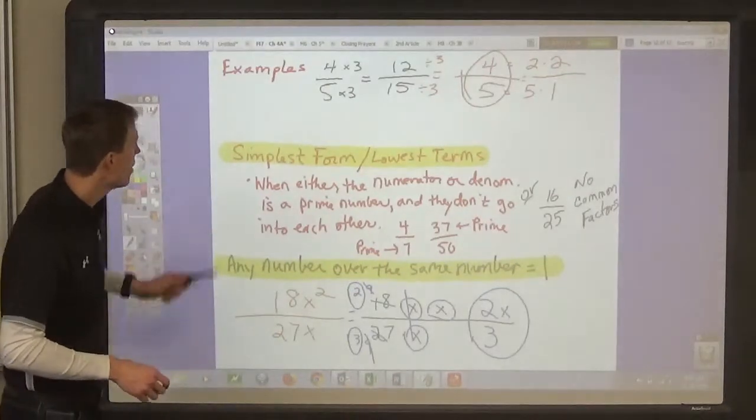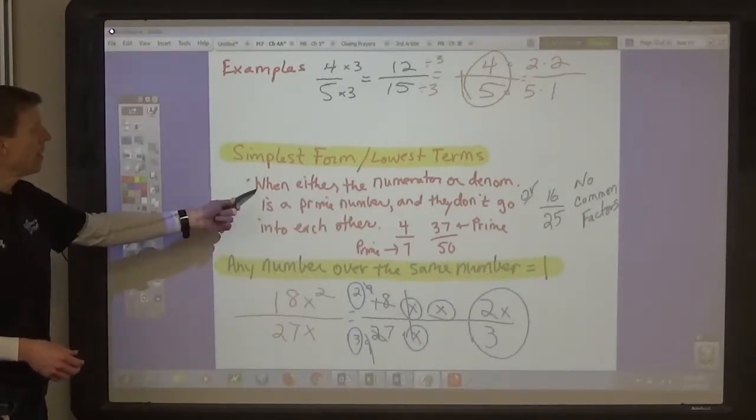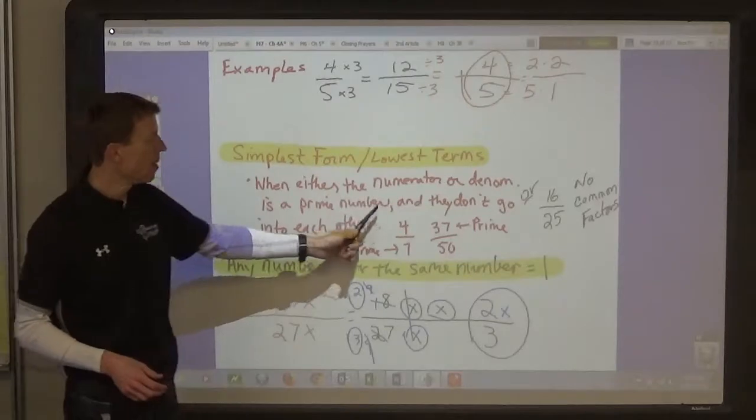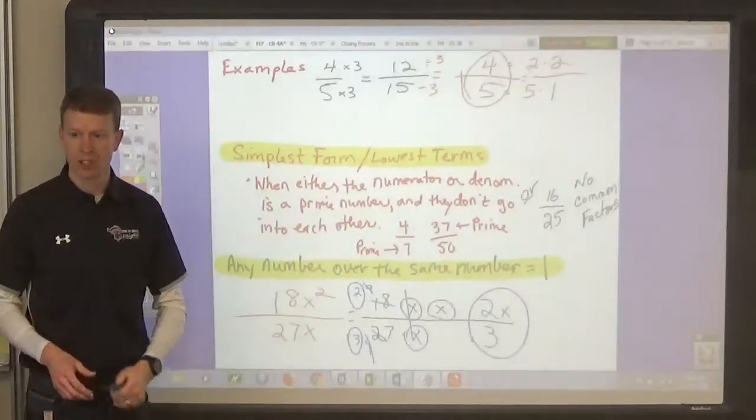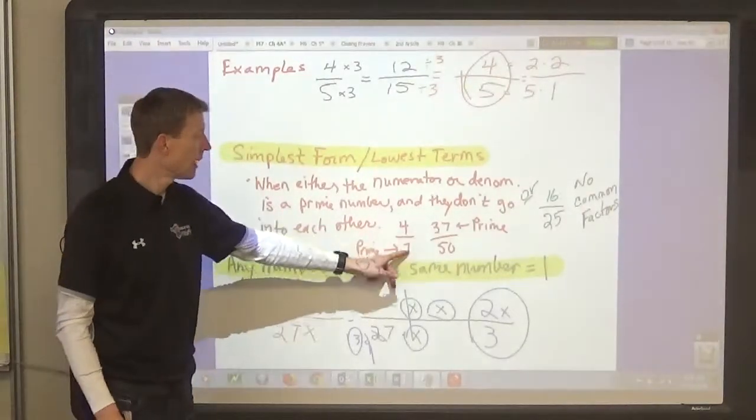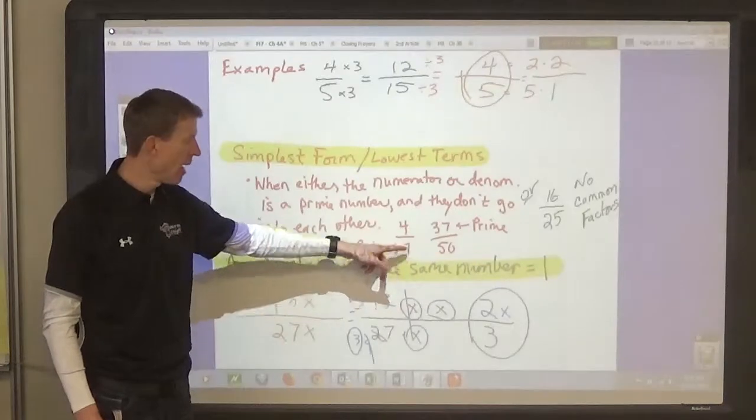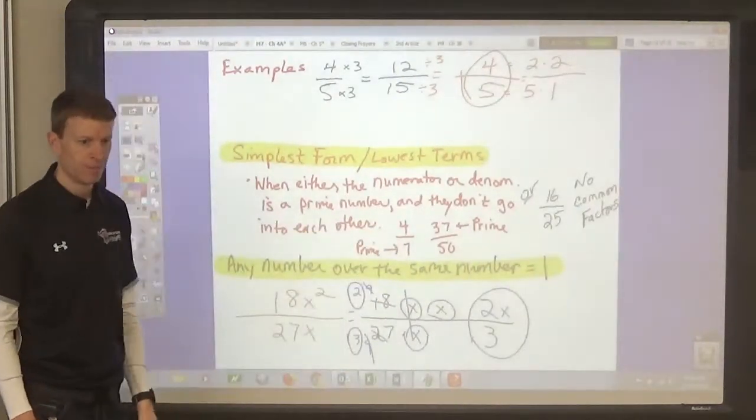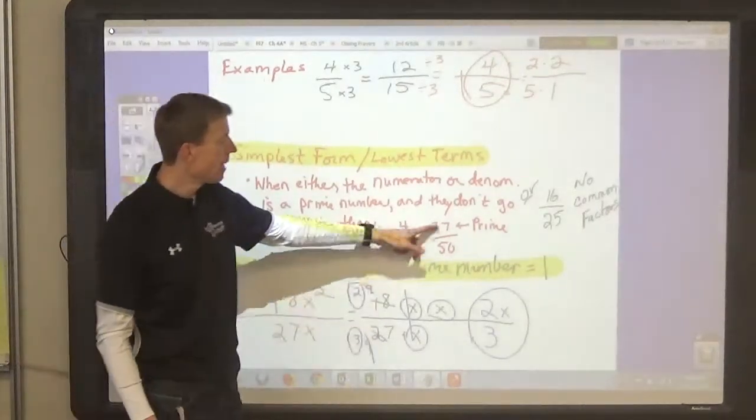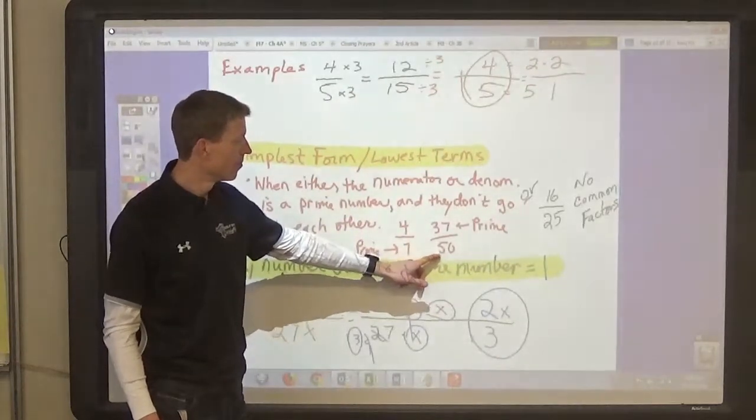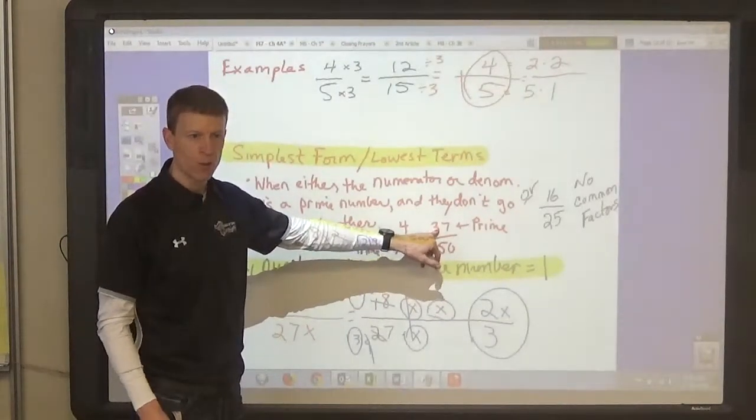Alright? Now, simplest form. How do you know if a fraction is in simplest form? Well, when either the numerator or the denominator is a prime number, and they're not a multiple or a factor of each other. So 4/7, you know that that's going to be simplest form because 7 is a prime number, and 4 doesn't go into 7. They don't have any common factors. Okay? 37/50 is again simplest form, because 37 is a prime number. So that's one way to tell.